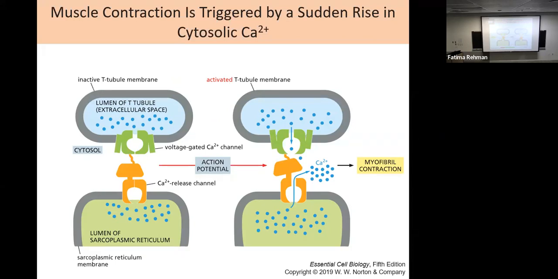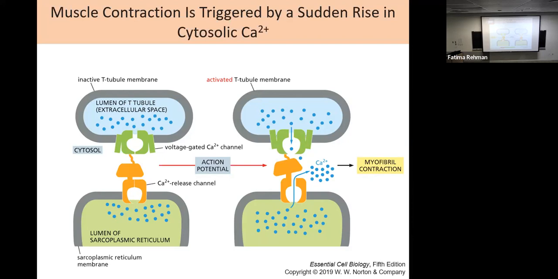So you have your lumen of the T tubule. This is your extracellular space, right? And then you have the lumen of the sarcoplasmic reticulum, that's going to be in your muscle fiber. And you have all this calcium built up on one side and the other. They are connected to each other through a voltage-gated calcium channel on the lumen side in the extracellular space, and a calcium release channel in the sarcoplasmic reticulum, in the actual muscle fiber.